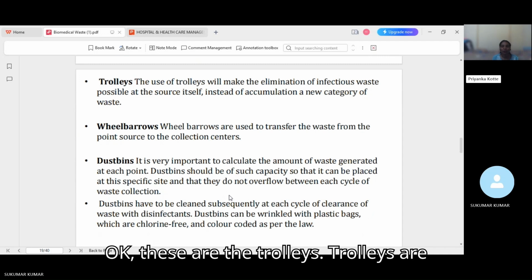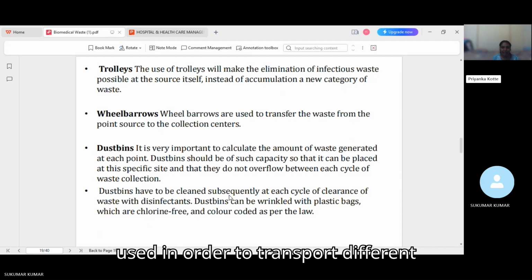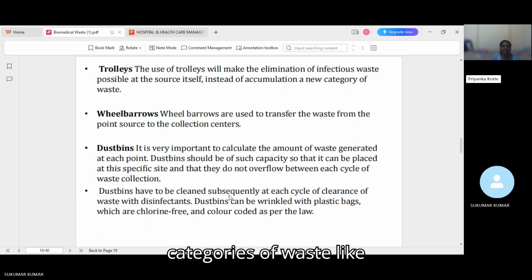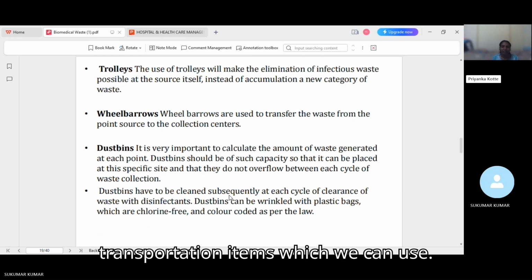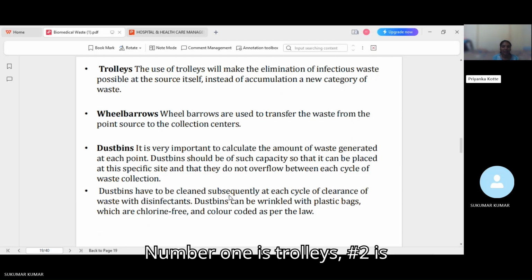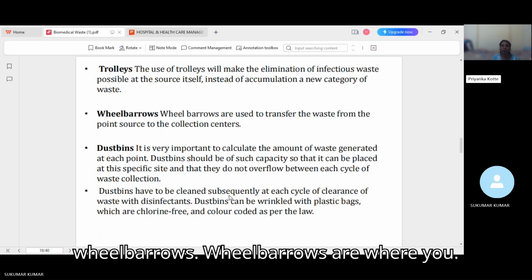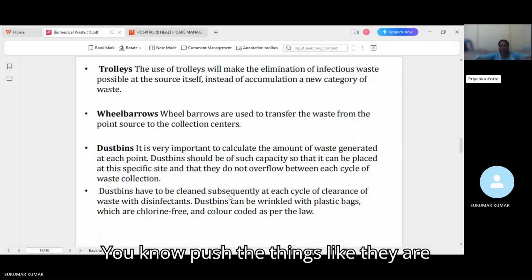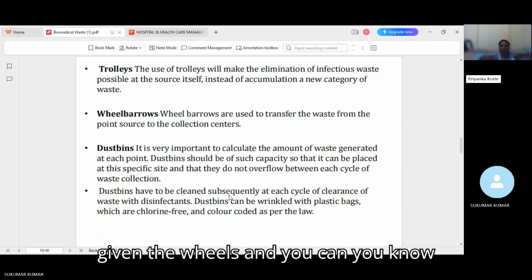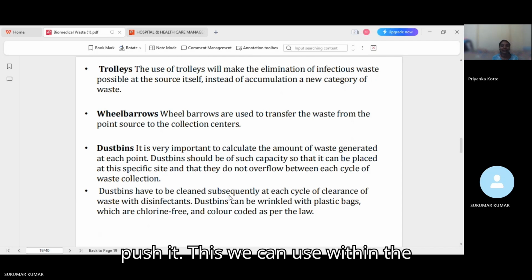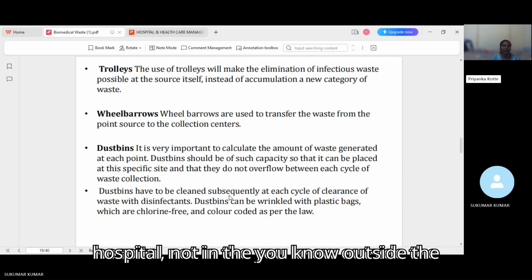These are the trolleys. Trolleys are used to transport different categories of waste. Among the transportation items we can use, number one is trolleys. Number two is wheelbarrows. Wheelbarrows are where you push things; they are given wheels and you can push them. This we can use within the hospital, not outside the hospital.